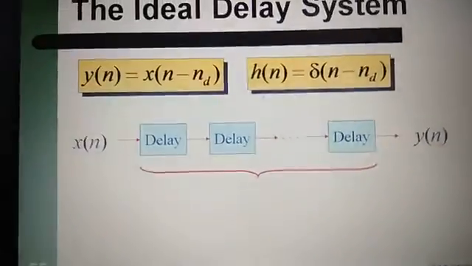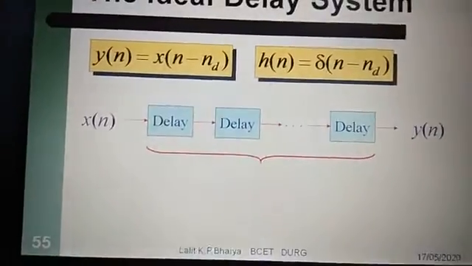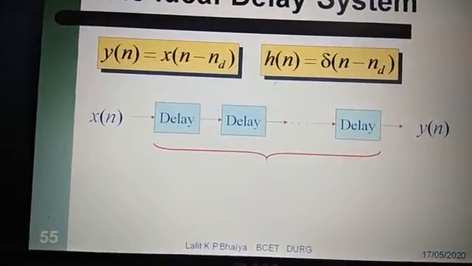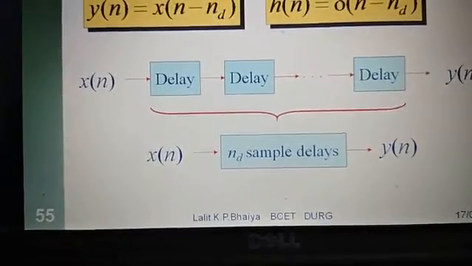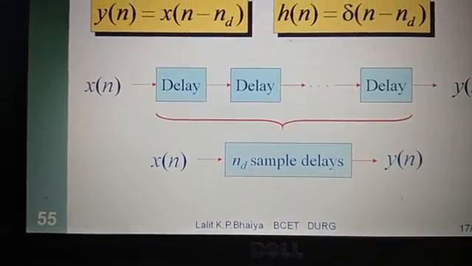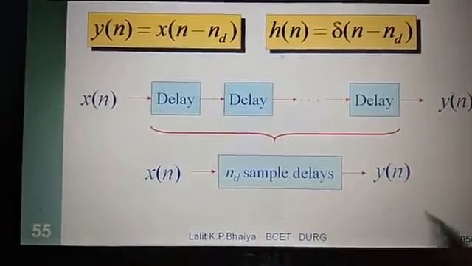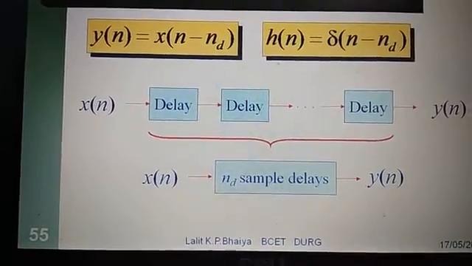The delay in the Z transform is given by z inverse for one delay. You can connect z inverse in series for the number of delays. x of n goes through nd sample delays and you will get the y of n. nd is the number of delayed samples.